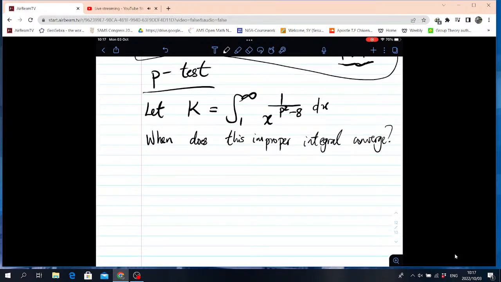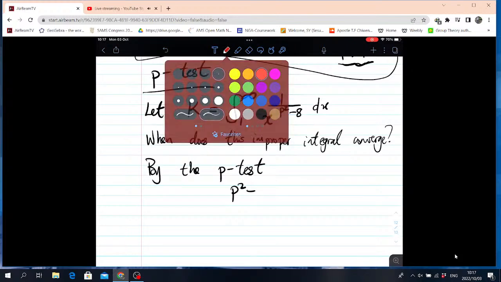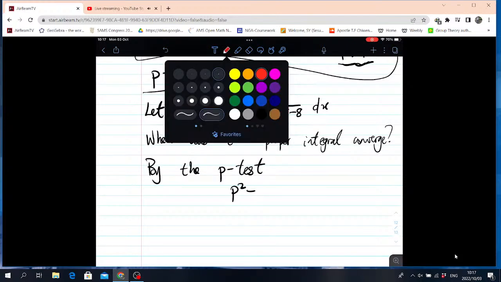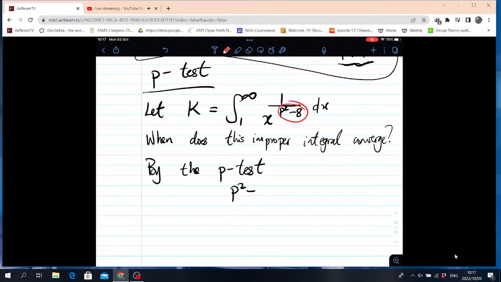And we can then say by the p-test, p squared, so we know that the power should be greater than 1 for it to converge, right? So p squared, and in this case, okay, let me use red. Our power is p squared minus 8.